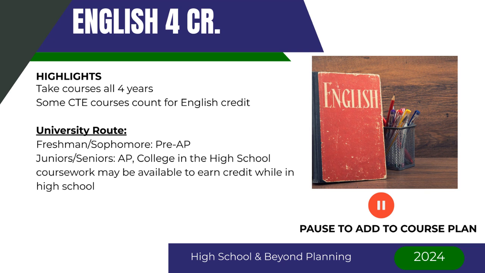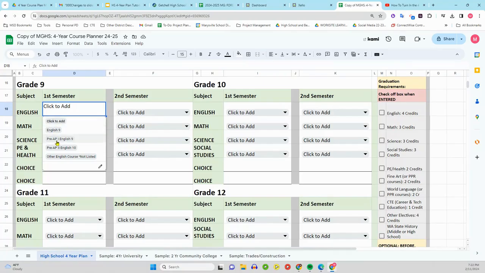First, complete the English section for each grade. It's important that you look back to Skyward to your academic record to see which courses you've already taken. To add a course, simply click to add, and then you'll see there are choices available. If the course you took in grade 9, 10, 11, or 12 is not listed, for the most part there should be an option that says Other English course not listed.